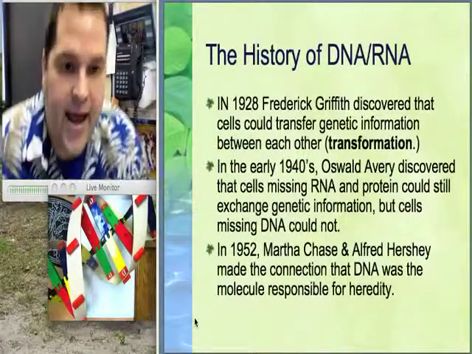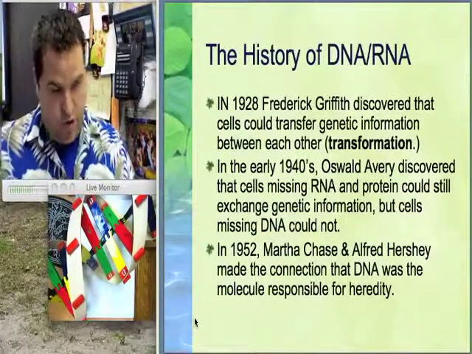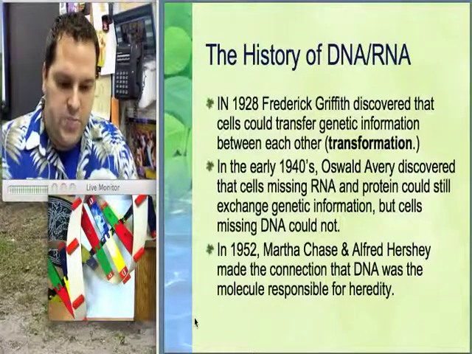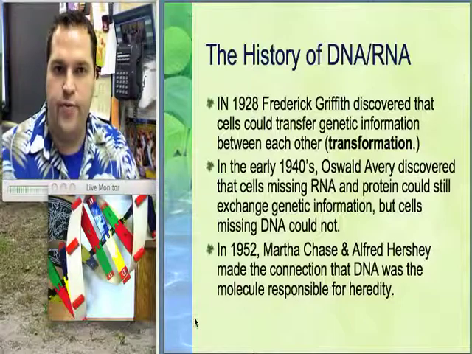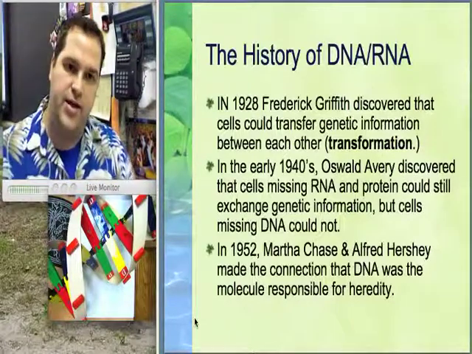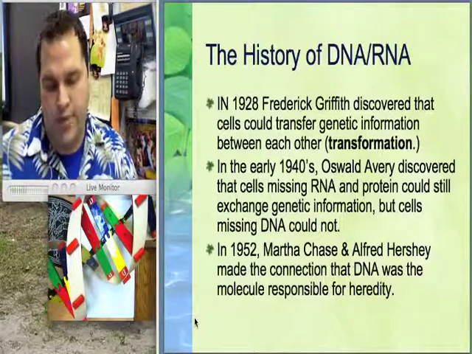In about 1928, a guy named Frederick Griffith discovered that cells could transfer genetic information between each other. This means that cells had a way of communicating, and we've never heard them talk, so there had to be something that they used to communicate between each other.